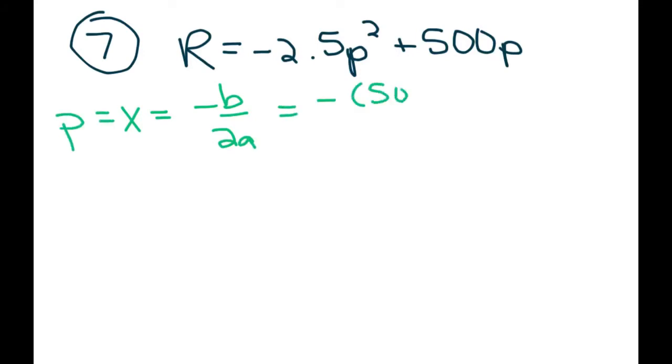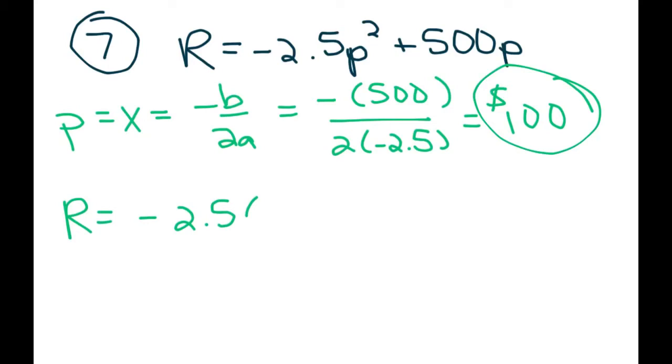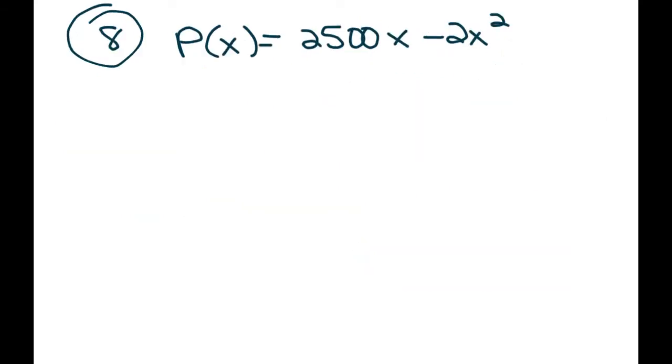So negative b over 2a is 100. So that's the price that maximizes the revenue, because remember, p is price. And then the maximum revenue you get by plugging 100 back in for p. And you find out that the maximum revenue is $25,000. Number 8 is the exact same type of problem.